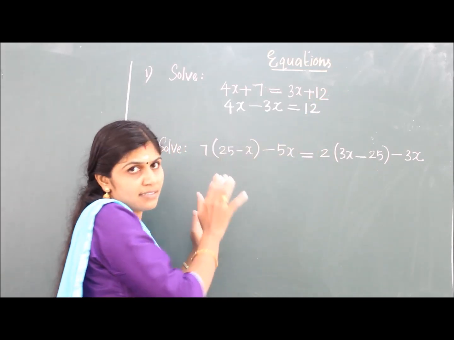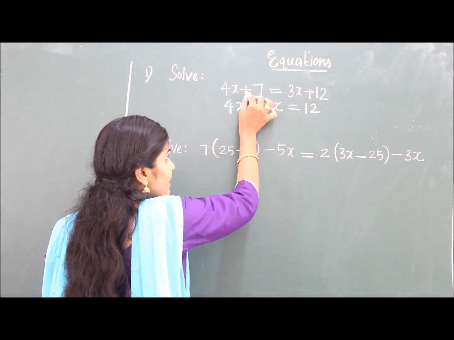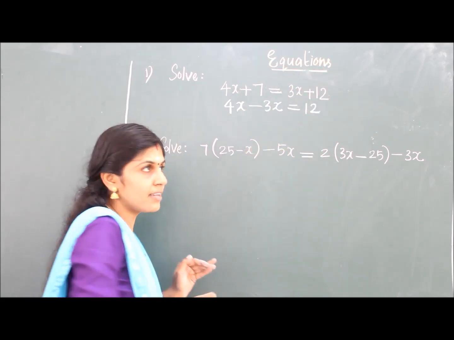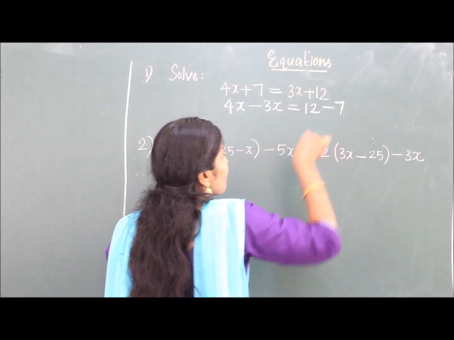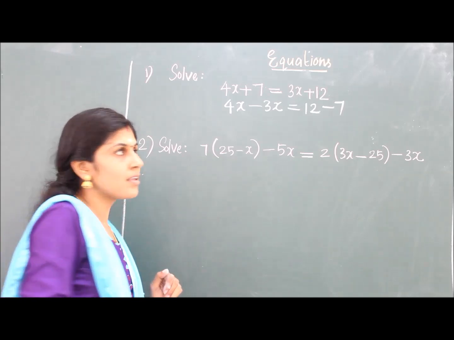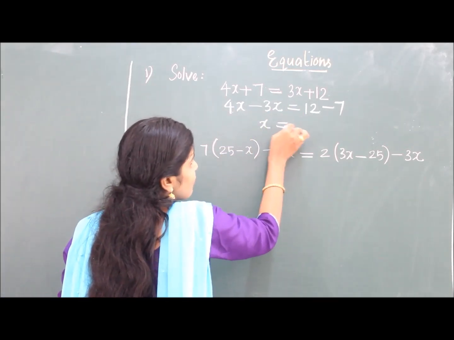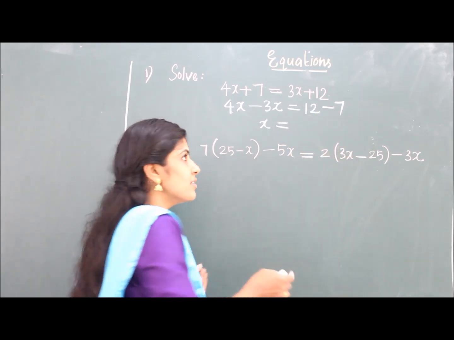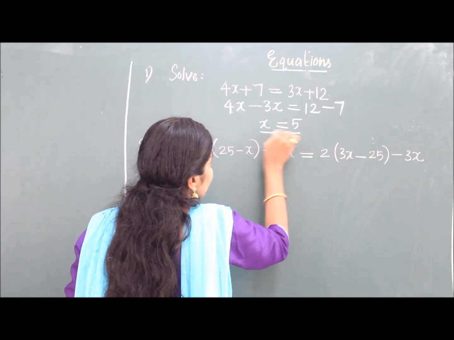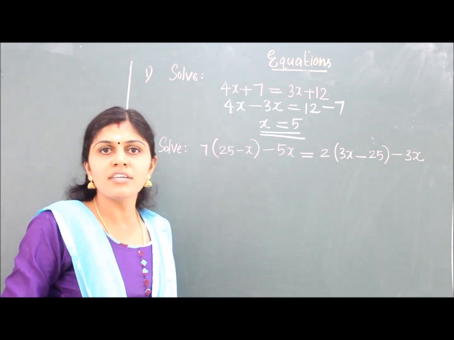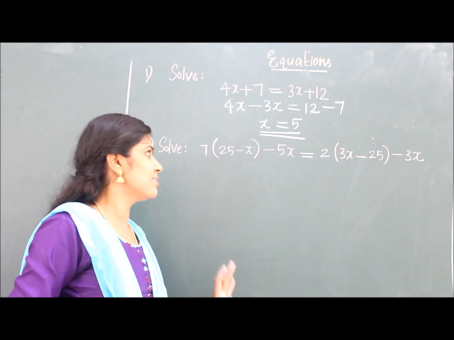I am writing it as it is and I am taking this plus 7 to the right hand side. So it becomes minus 7. Now 4x minus 3x is x is equal to, what is 12 minus 7? It is 5. So x is equal to 5 is the solution to this equation. This is as simple as it is.